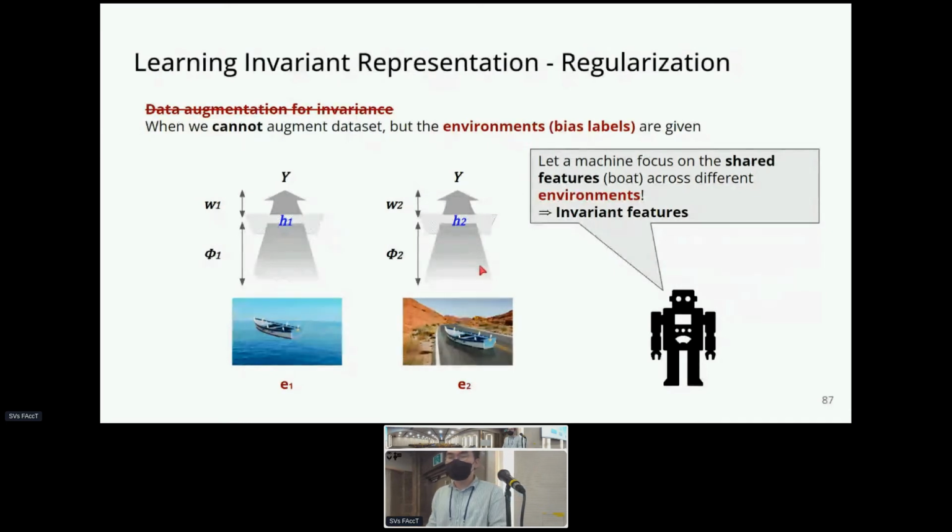Another approach is to regularize the representation or the model. Let's assume that we have two environmental data sets. The first environment is about the boat on the water, and the second environment data set is about the boat on the road. Later, we will regularize the representation H to only focus on the shared features across the environments. In that case, the invariant feature is the boat.